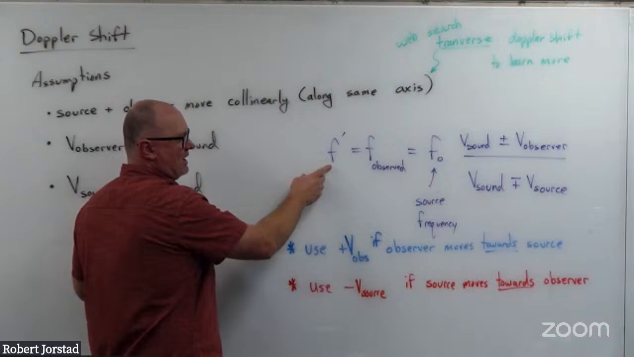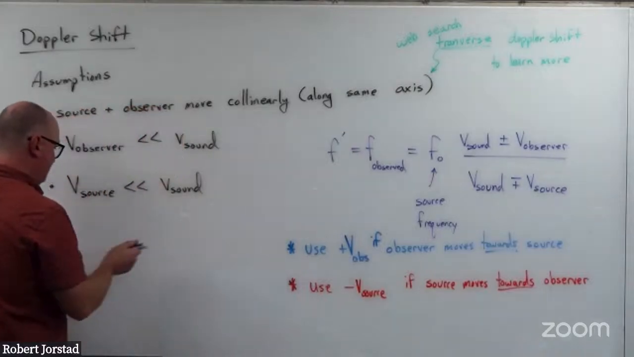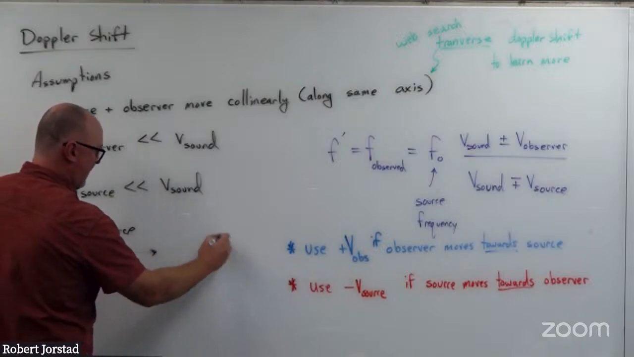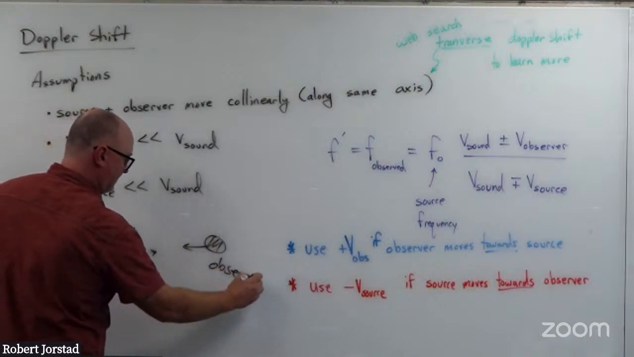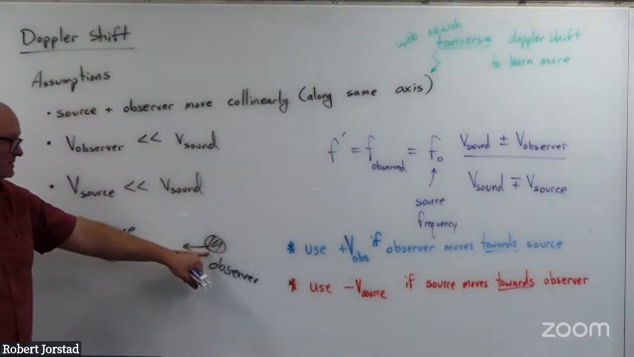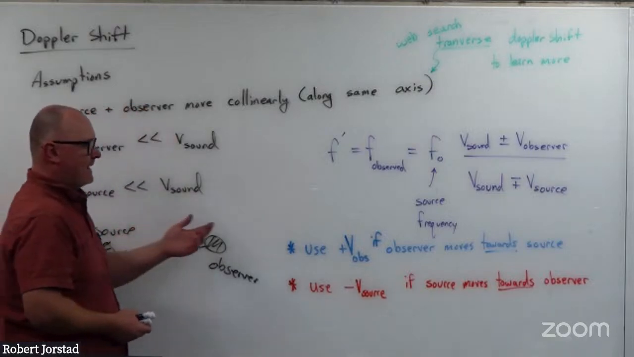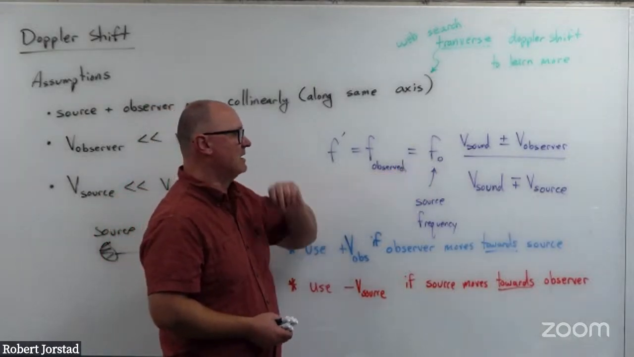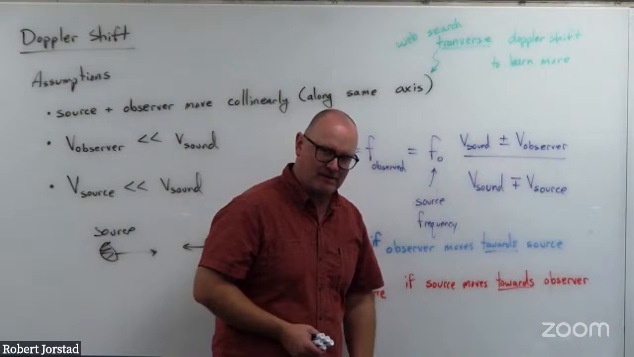Sometimes I'll just write f prime, and by that I mean the frequency observed by some observer. So if you have a source here that's moving, and maybe you have an observer here that's moving, f prime would be the frequency that this person hears, that they observe. Now, the source frequency is f naught, or f subscript 0, and then notice this unusual plus minus and minus plus. This is a little bit sneaky.